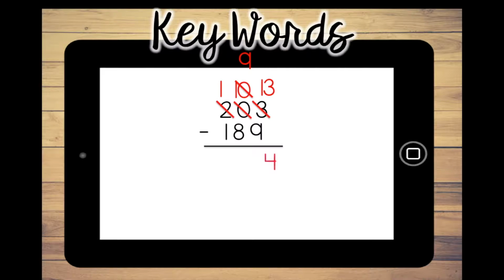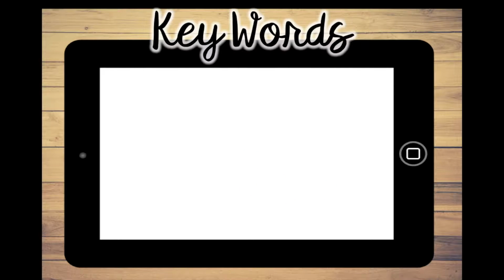13 take away 9 is 4. 9 take away 8 is 1. And 1 take away 1 is 0. So we get 14 pumpkins. If you got this answer, you're correct. Let's move on to the next one.